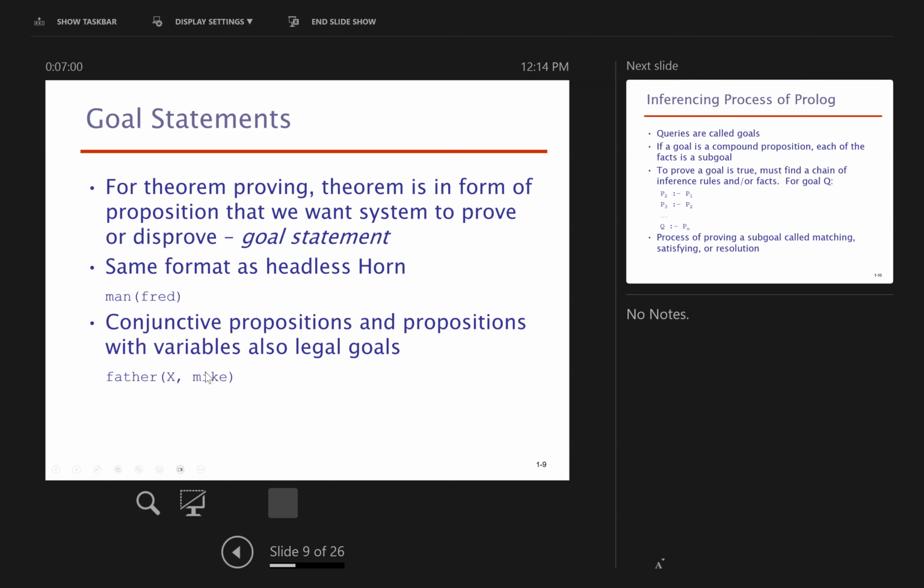Let's see more rules coming. So now we have our rules, now we have our facts. The goal statement is what we do. They say for theorem proving, the theorem is in the form of a proposition that we want the system to prove or disprove. And that will be the goal statement. So a format, this is a headless one. Fred is a man. We may check. Or another one we have, X father is Mike. We can also check on that.